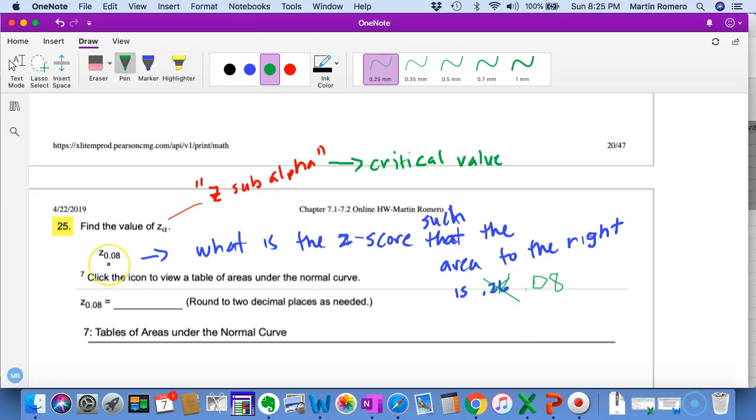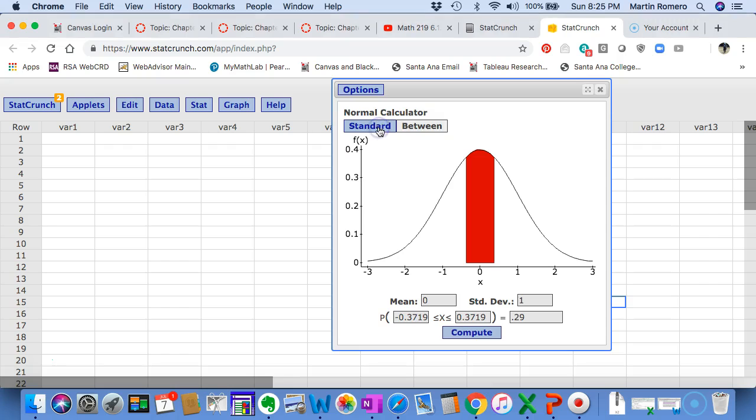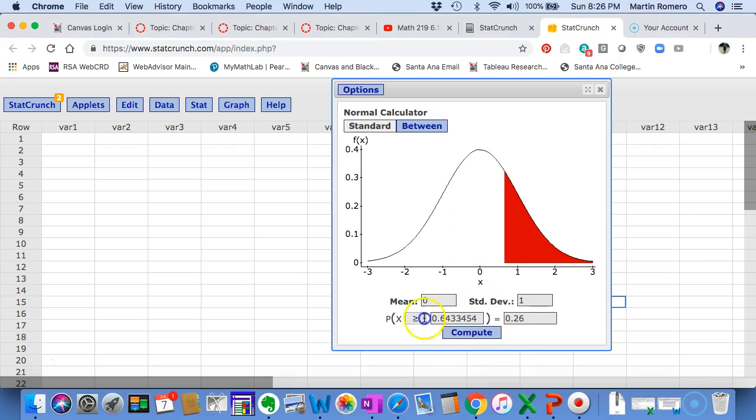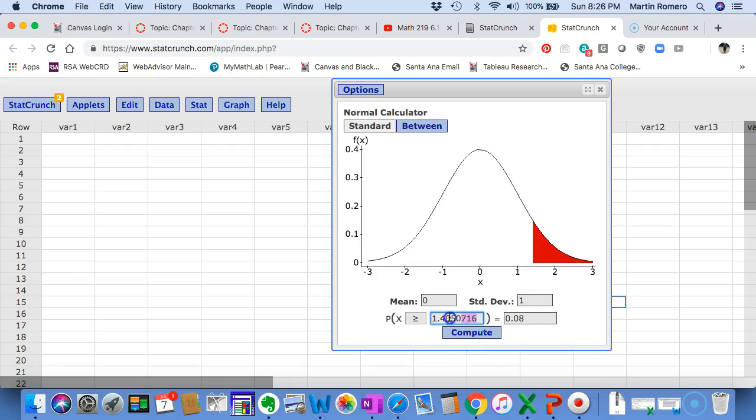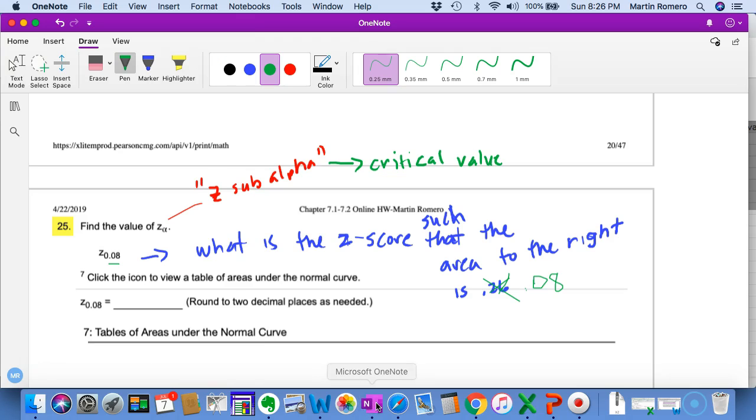That's the area there. And to answer that question is exactly what we did earlier using StatCrunch. Go to the normal calculator, and put 0.08 here, and then compute. I want 0.08 to the right because I want the right side, and there it is. So that z-score would be 1.41. 1.41 is the z-score with an area to the right of 0.08. And so that would be your answer.